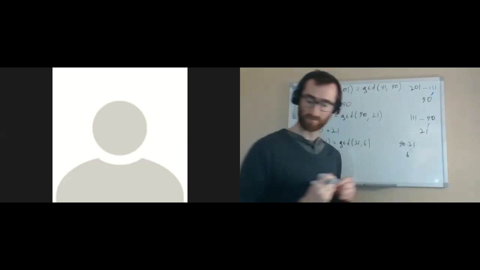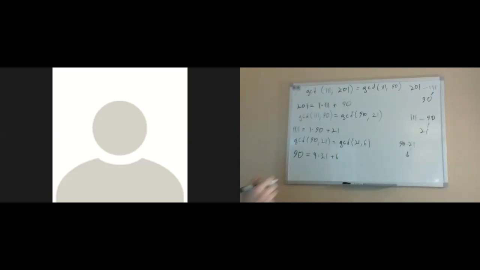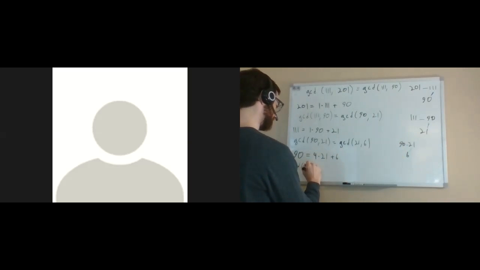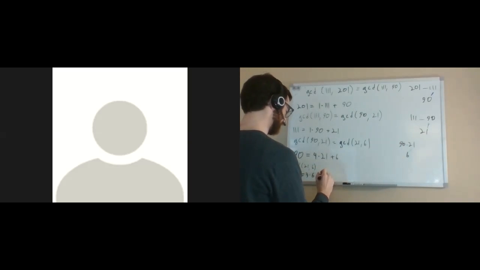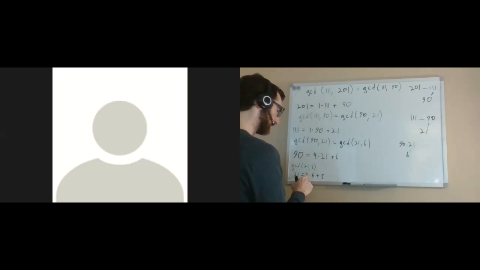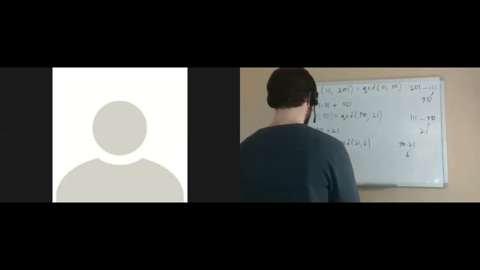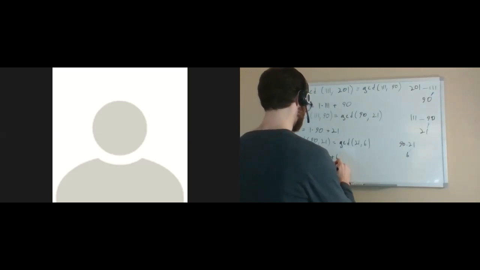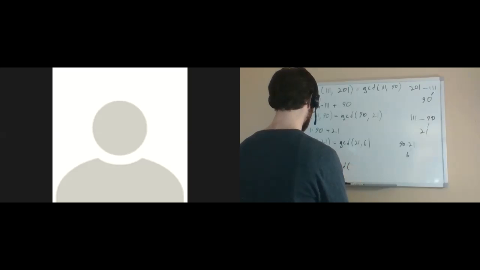And now the numbers are getting very small, so it's easier. I'm interested in the GCD of 21 and 6. Once again, I write 21 is equal to 3 times 6 plus 3. Is that correct? Yes, that's correct. 18 plus 3. And so this equation expresses that the GCD of 21 and 6 is the same as the GCD of 6 and 3.